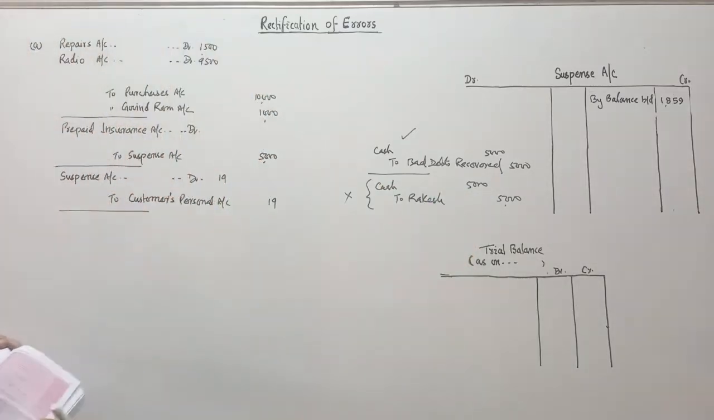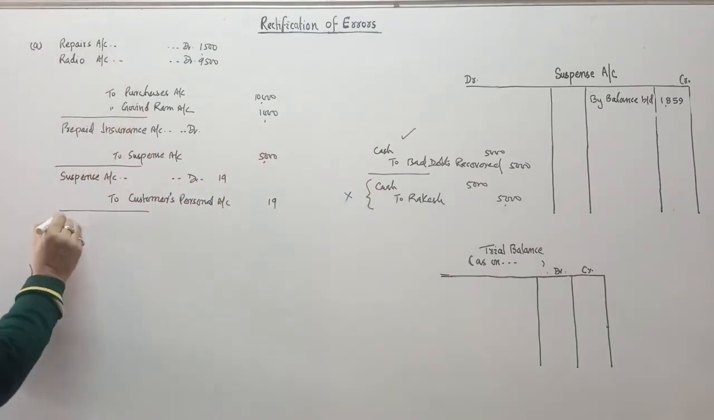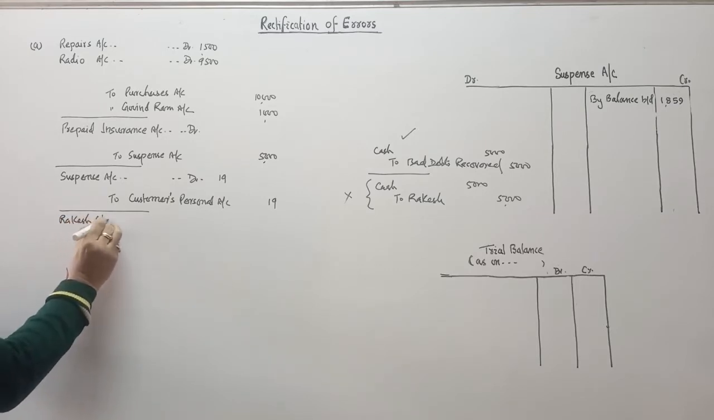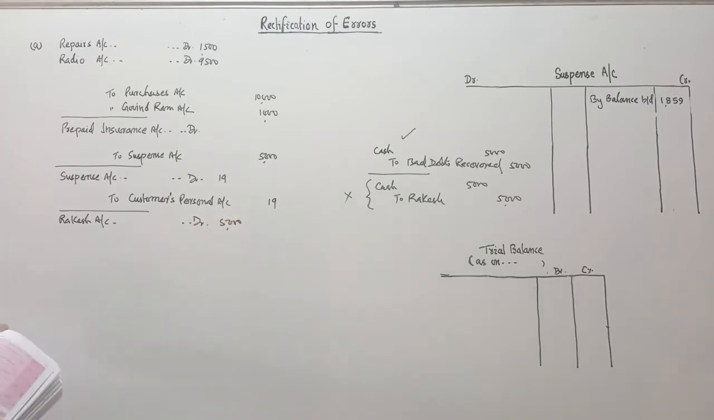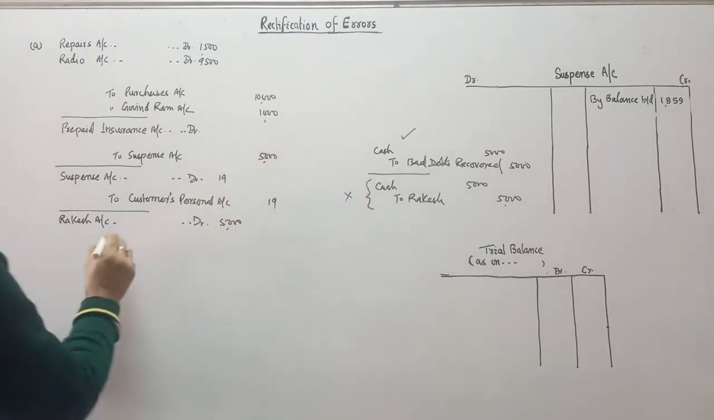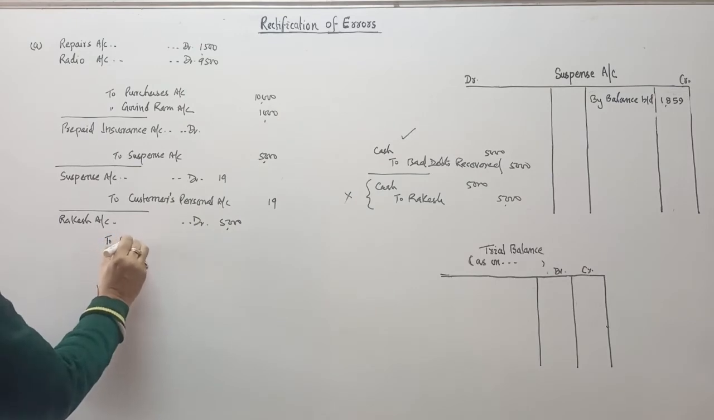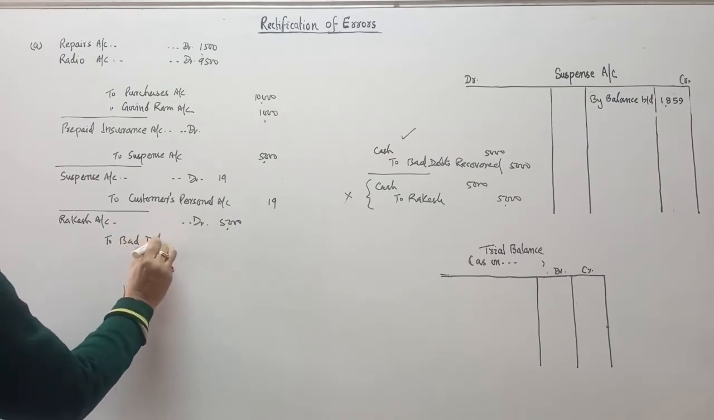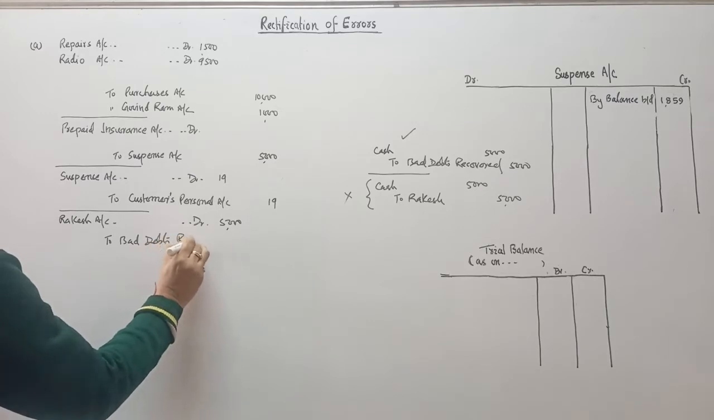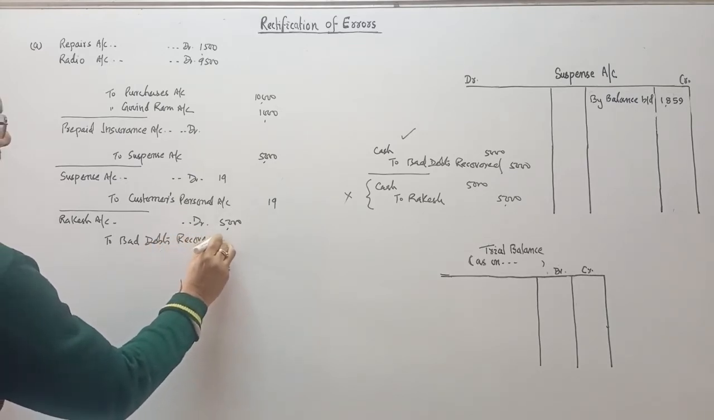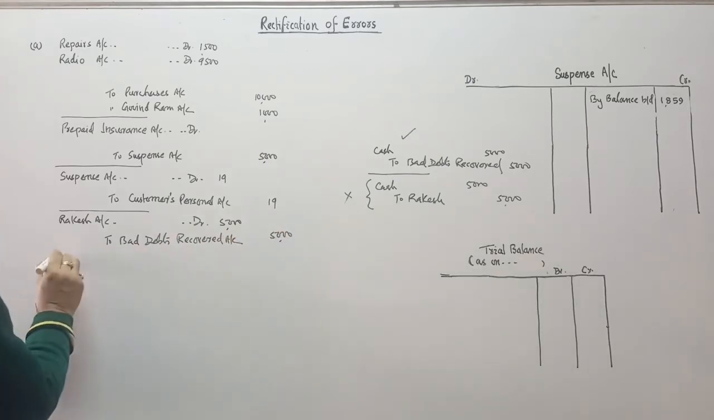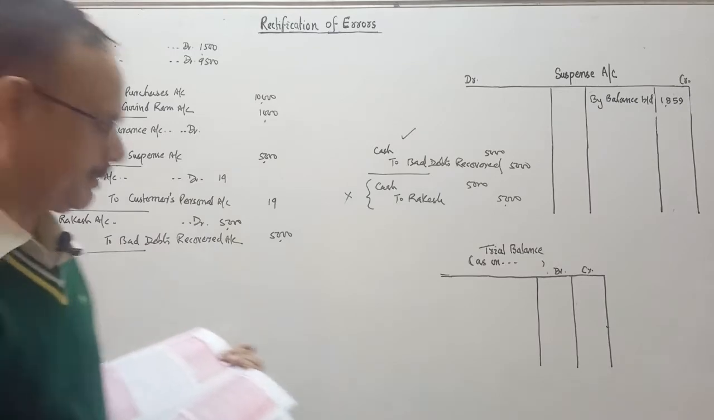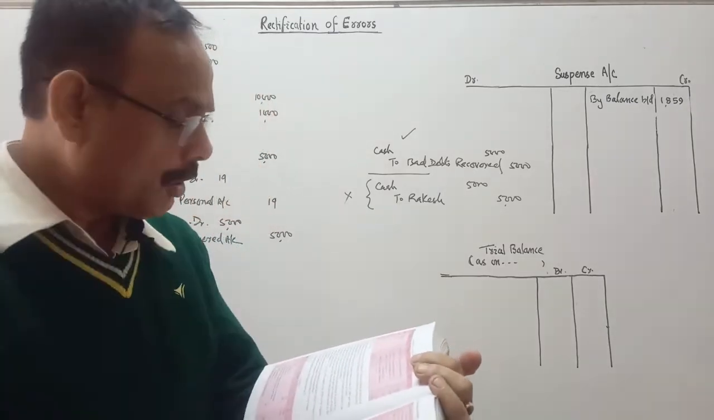So to rectify it, we'll cancel Rakesh. Rakesh account will be debited. We debit the Rakesh account by 5,000 for cancellation, and bad debts recovered should be at the right place, and the right place of bad debts recovered is in credit. So bad debts recovered account will be credited by 5,000. Is it clear? Now coming to the next.